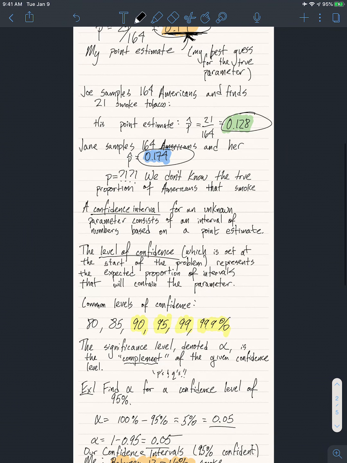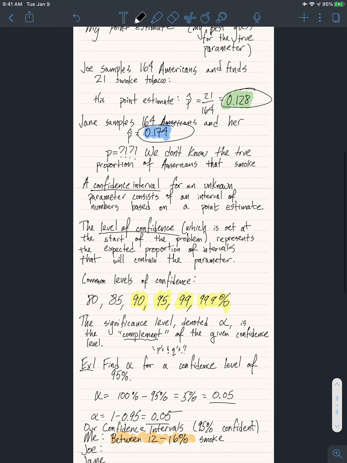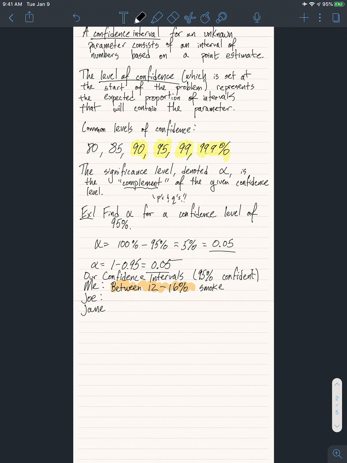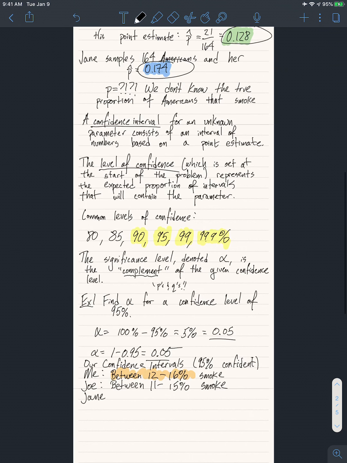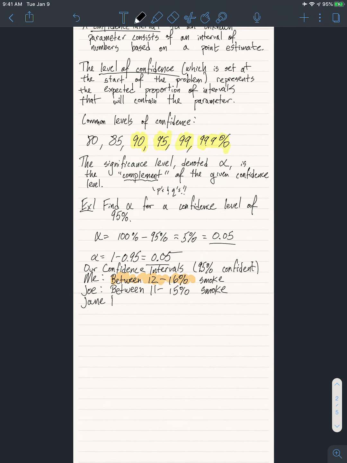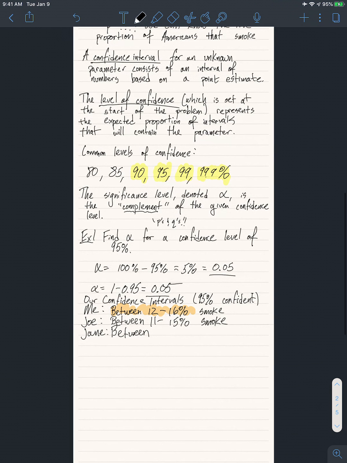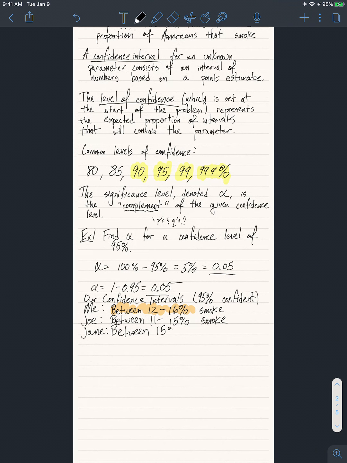And then these other statisticians could also come up with their ranges. So Joe found about 13%, right? 12.8% of people smoke. Maybe he says in his report between 11 and 15% smoke. And Jane, let's see, what did she have? 17.4. She had a lot of smokers in her sample. Maybe she says between 15 and 19% of people smoke.